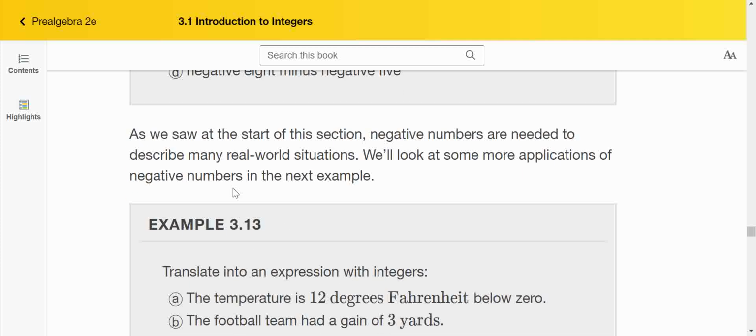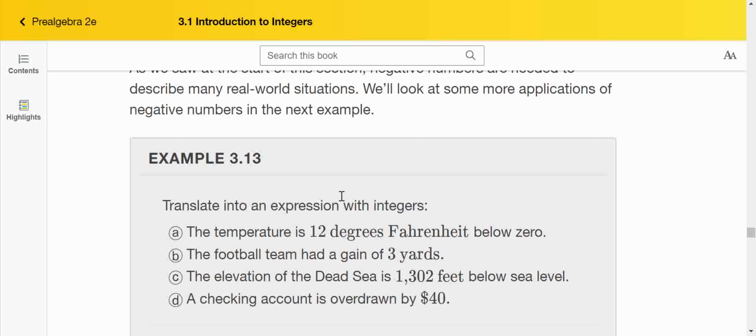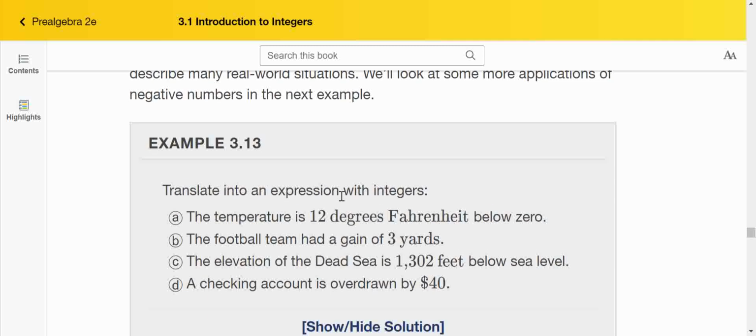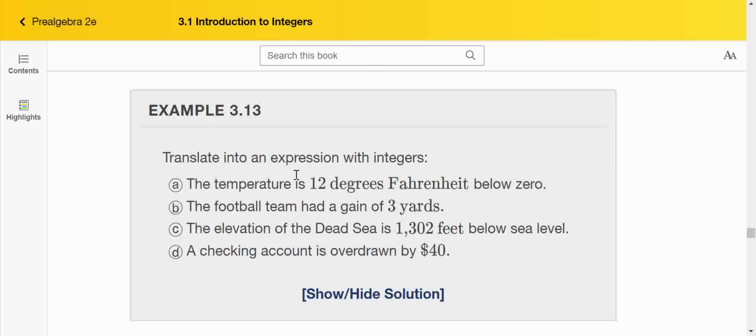As we saw at the start of this section, negative numbers are needed to describe many real-world situations. We'll look at some more applications of negative numbers in the next example. Example 3.13. Translate into an expression with integers. A. The temperature is 12 degrees Fahrenheit below zero. B. The football team had a gain of 3 yards.